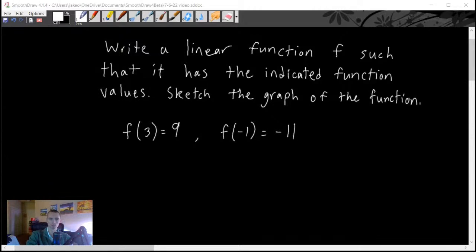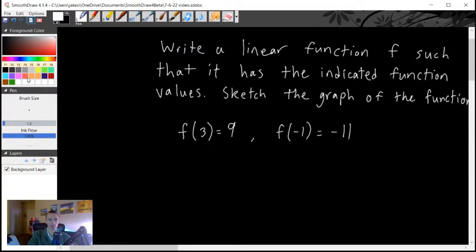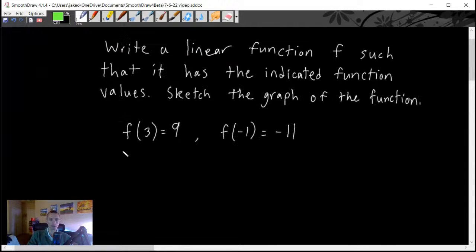So we're going to start with this one here. We're going to write a linear function f such that it has the indicated function values. Then we're going to sketch a graph of the function. So in this case, we are given these two sets of function values. We have f of 3 equals 9 and f of -1 equals -11.